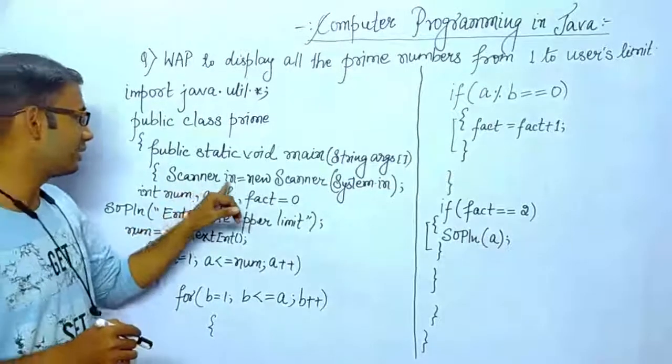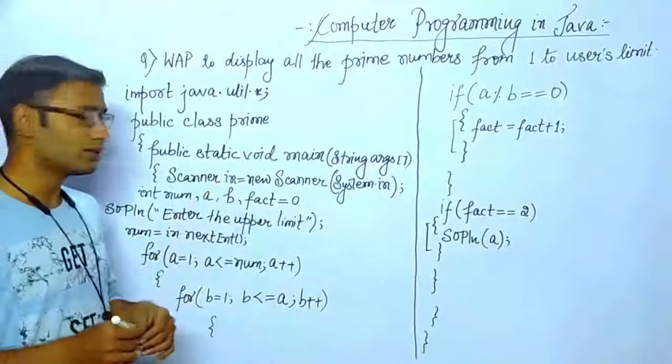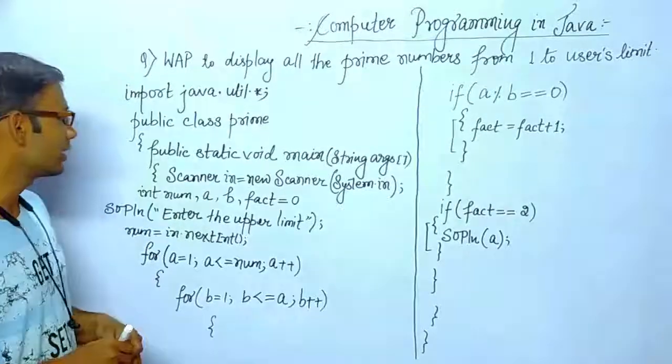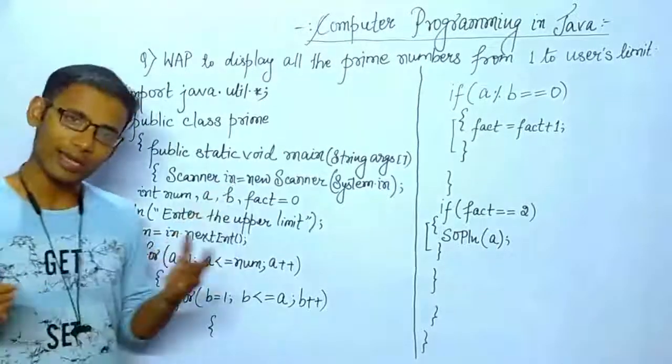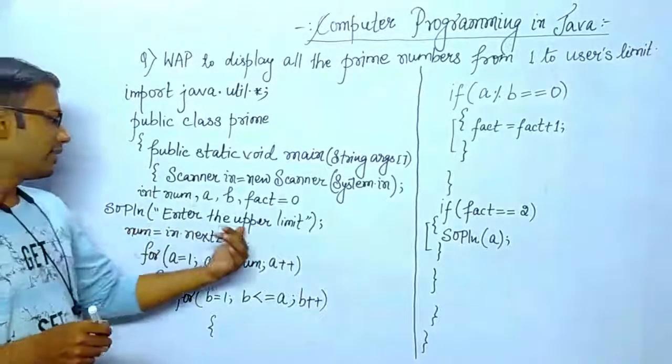After that, Scanner in = new Scanner(System.in). That means instantiation, that means creation of the object. The name of the object over here is in. You can utilize anything. Then System.out.println, enter the upper limit.